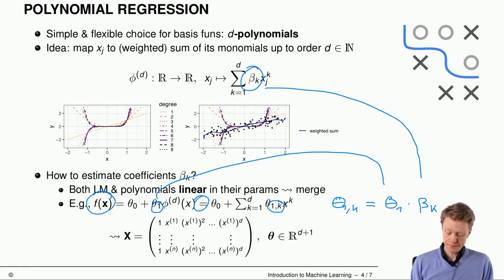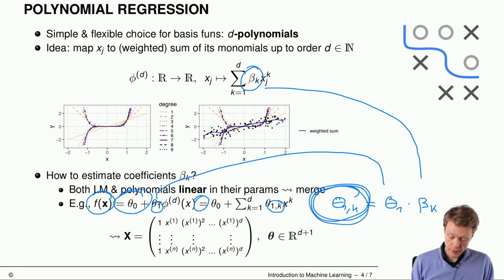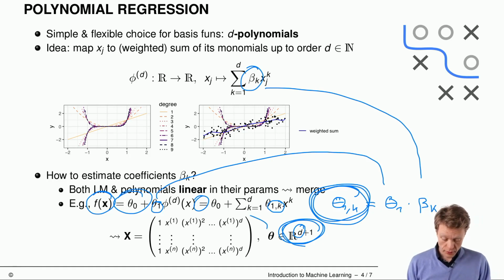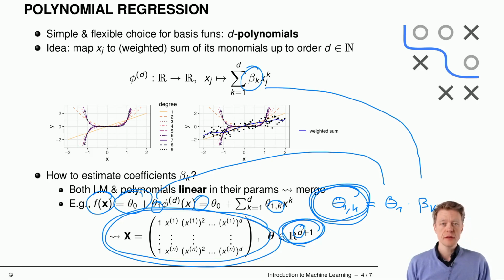Okay, so then these are the same and those are the same, and well, we have rewritten this, and this means that we have now in total, if we just try to estimate theta 0 and all those theta 1k, then we have d theta 1k's, okay, and 1 theta 0. So in total we have d plus 1 parameters which we want to estimate. And this means that we can again set up this design matrix here. We have an intercept column for theta 0 and then all those other columns for those monomials, and then we can just estimate those parameters.